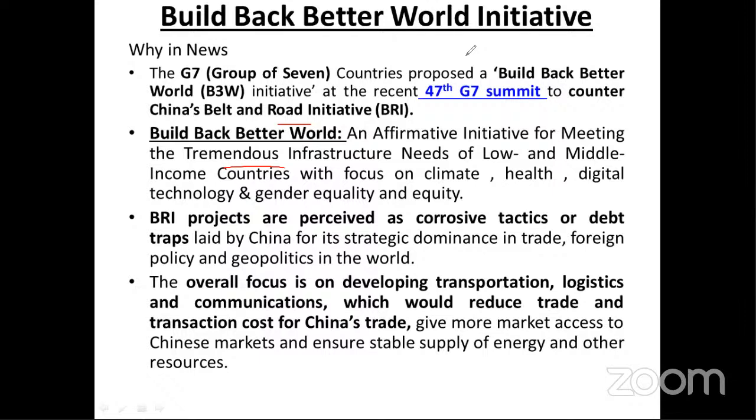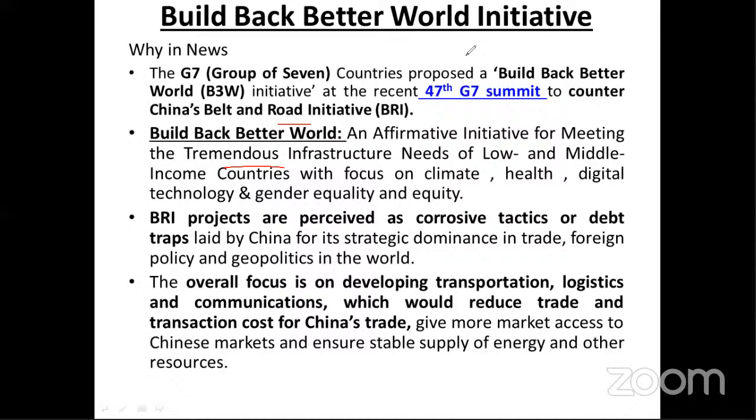Build Back Better World Initiative was recently started by which of the following organizations? Maybe in the options they can ask you BRICS, BIMSTEC, SAARC, or G7, G20. This is not an initiative of the United Nations Security Council. Actually, the Build Back Better World Initiative is the initiative of the G7 countries.